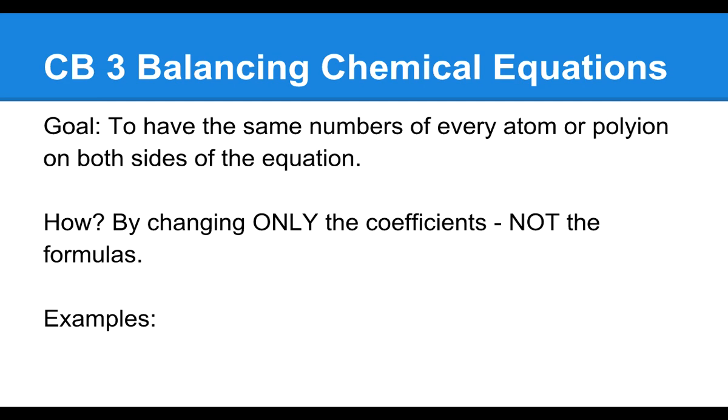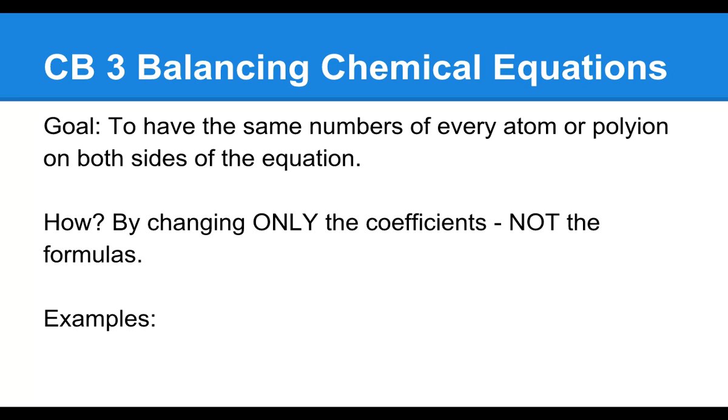Now, when you have a chemical reaction, we represent it with a chemical equation, which is a group of symbols and subscripts that represent each compound and other symbols. What we have to do in chemistry is make sure that we have the same numbers of every atom or polyion on both sides of the equation. This demonstrates a fundamental law of chemistry, the law of the conservation of mass. Basically, what that says is that mass cannot be created or destroyed, or matter cannot be created or destroyed. So you have to have the same numbers of each kind of atom on both sides of the equation.